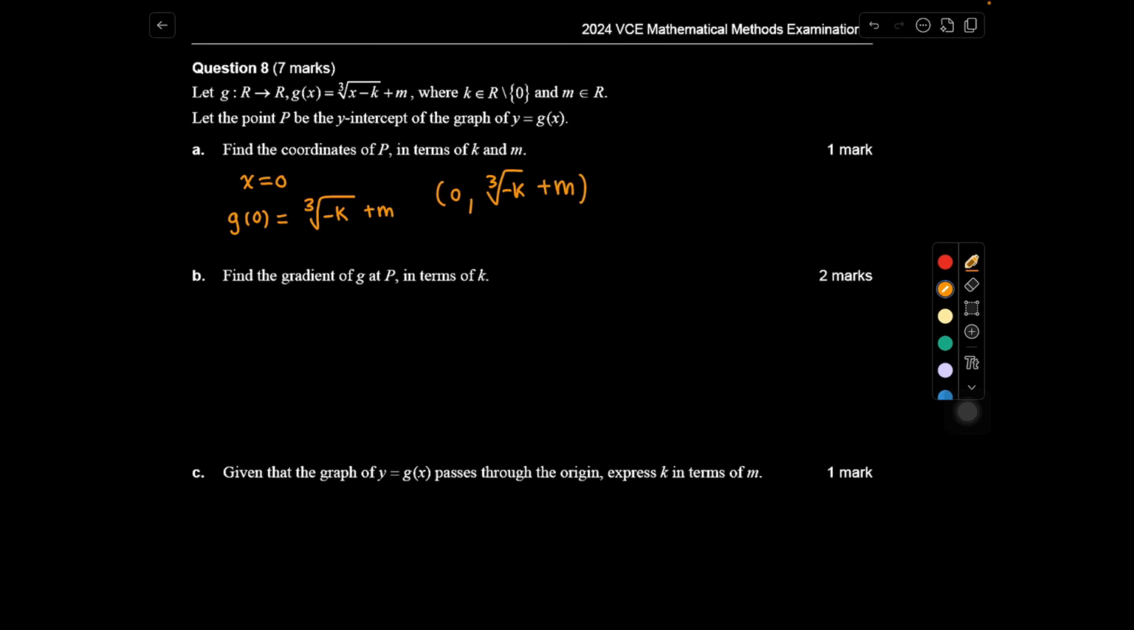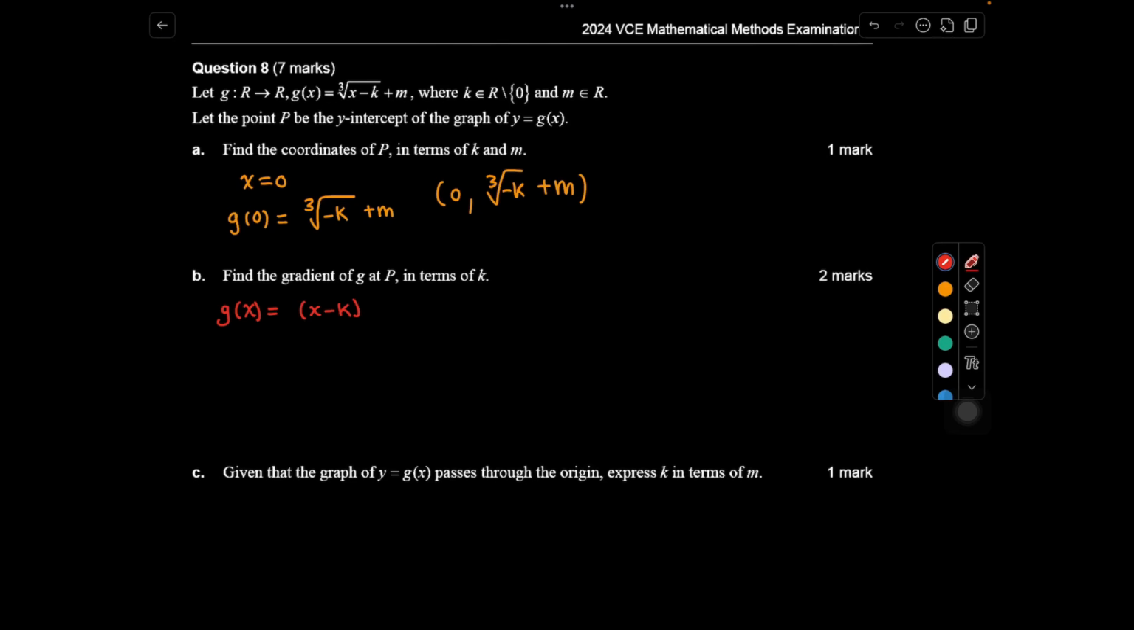So you can see it says in terms of k and m, we have both of those in our answer, so that's good. Now it says find the gradient of g at P in terms of k. So we need to find the derivative first. And in order to find the derivative, it's easy if we rewrite our graph using a power.